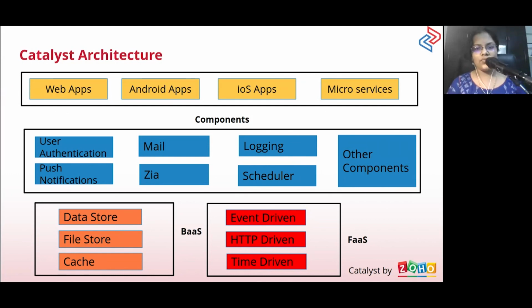We'll try to use a little bit of the mailing feature this time, but we'll cover scheduling and Zia, and we'll be using Zia image moderation as well. As discussed, we have web apps, mail and Zia, file store, event-driven, and HTTP-driven. So it's going to be a slight increase in the number of components, but we'll work with you every step to make sure that we can build this together.